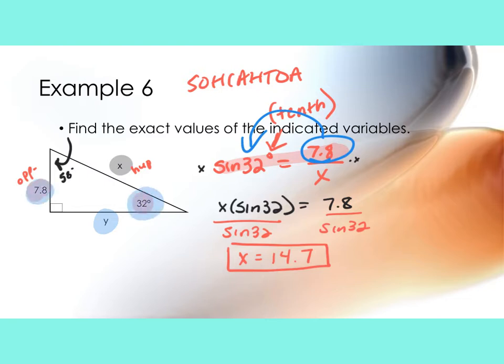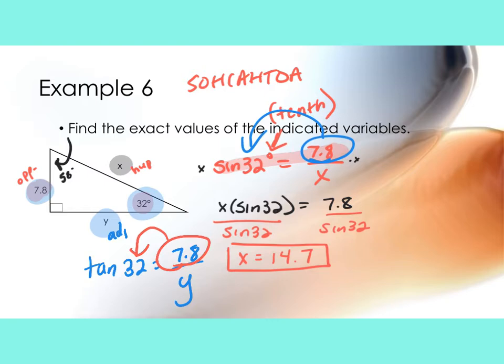This time I'm using 7.8 and y. The relationship there is opposite and adjacent, which means tangent. Tangent of 32 equals 7.8 over y. And we just said if the number's in the top, the shortcut is take that number and divide it by the tangent of 32. So 7.8 divided by tangent of 32. And I get y equals 12.48, which is 12.5.